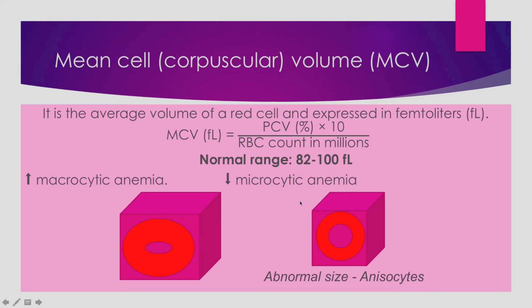This abnormal size is called anisocytes, and this phenomenon is called anisocytosis. Iso means equal, an means unequal. So it is unequal size of RBCs. This is unequal size, the bigger size macrocytic, and this is the unequal lesser size.